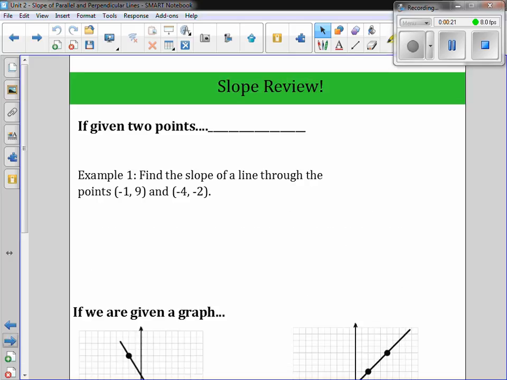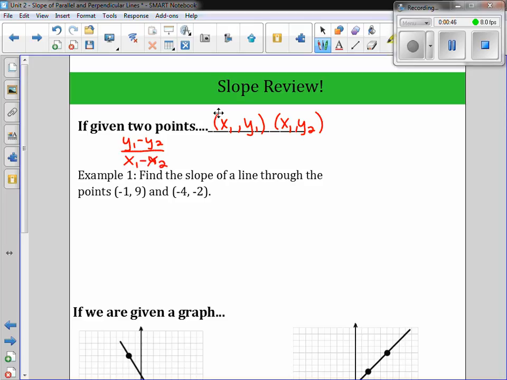First, let's do a little bit of algebra review. If we are given 2 points, x1, y1, and x2, y2, to calculate the slope, we need to find the difference between the vertical and horizontal. So we're going to do y1 minus y2 divided by x1 minus x2.